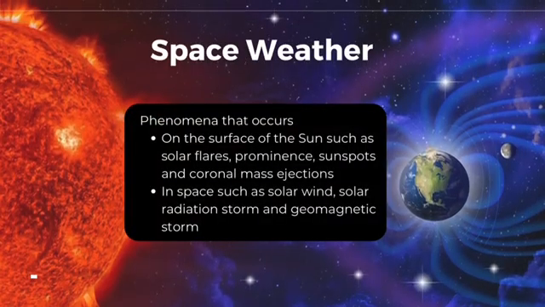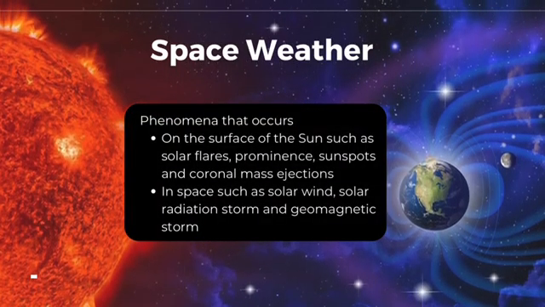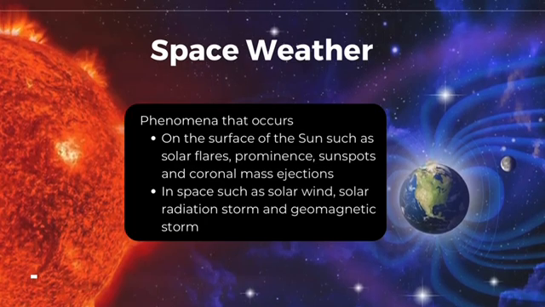Space weather. It is a phenomenon that occurs on the surface of the Sun, such as solar flares, prominence, sunspots, and coronal mass ejections. In space, it includes solar wind, solar radiation storm, and geomagnetic storm.